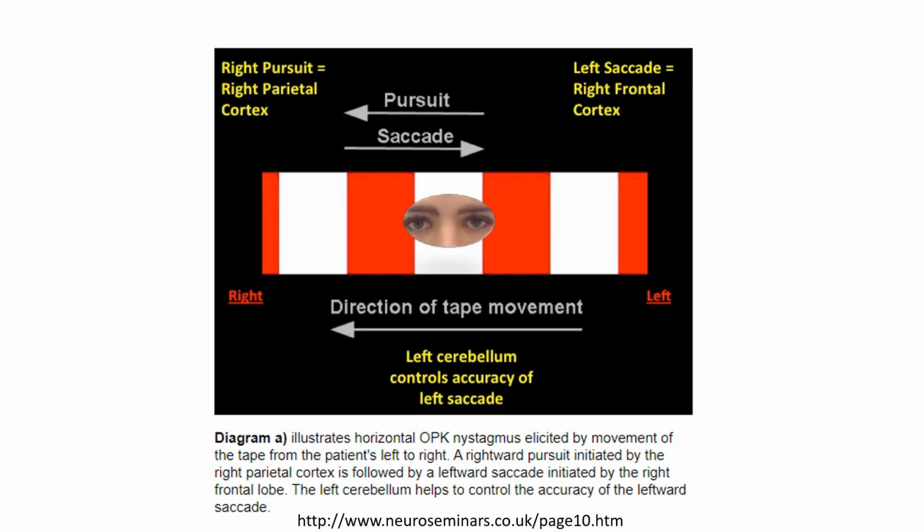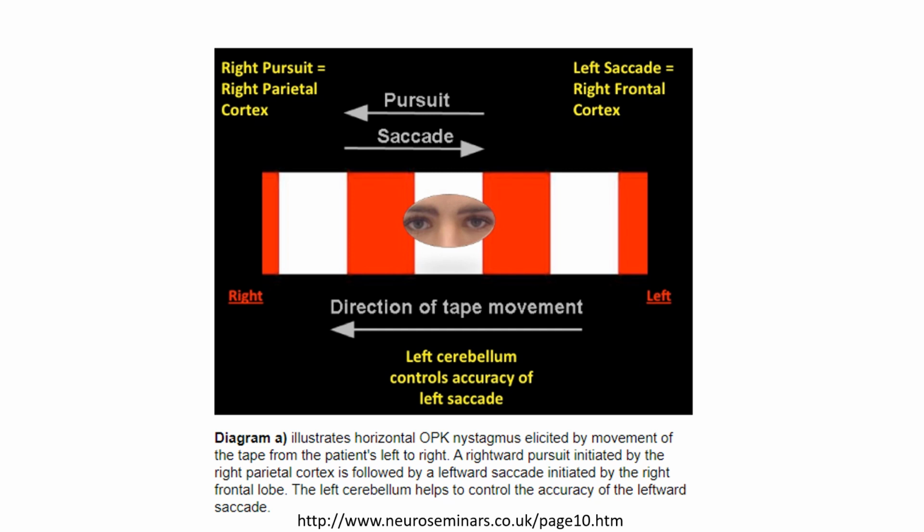The picture that goes along with that is this diagram. It illustrates horizontal OPK nystagmus elicited by movement of the tape from a patient's left to right. A rightward pursuit initiated by the right parietal cortex is followed by a leftward saccade initiated by the right frontal lobe. The left cerebellum helps to control the accuracy of the leftward saccade.